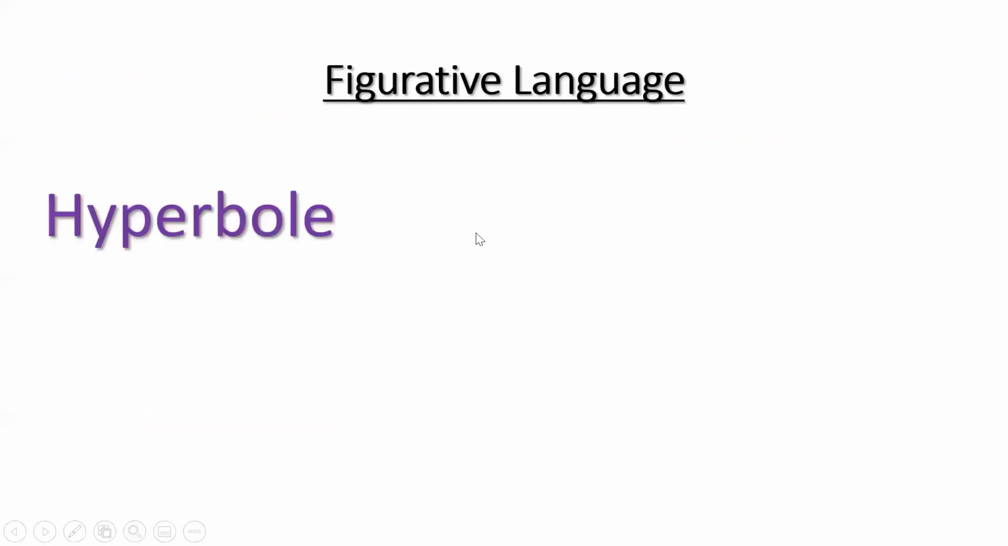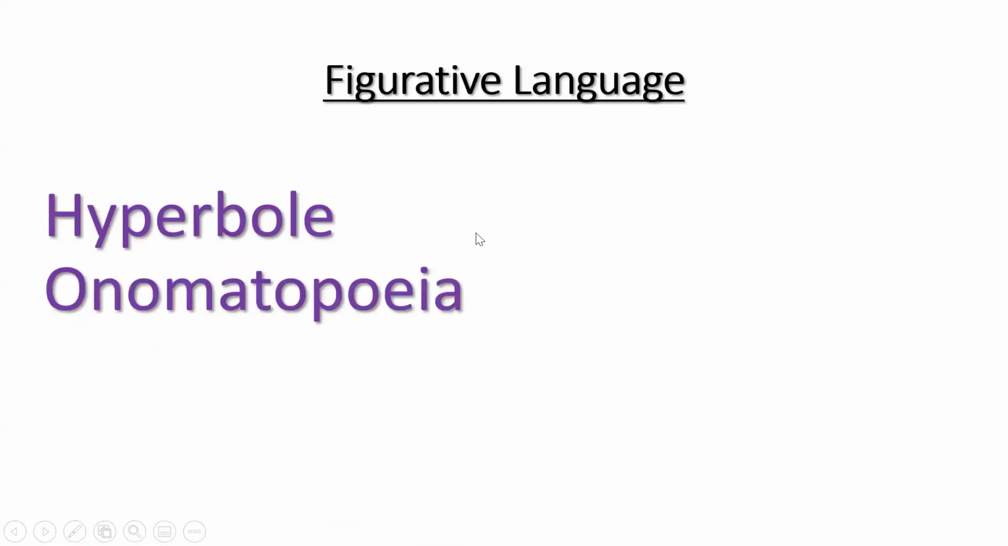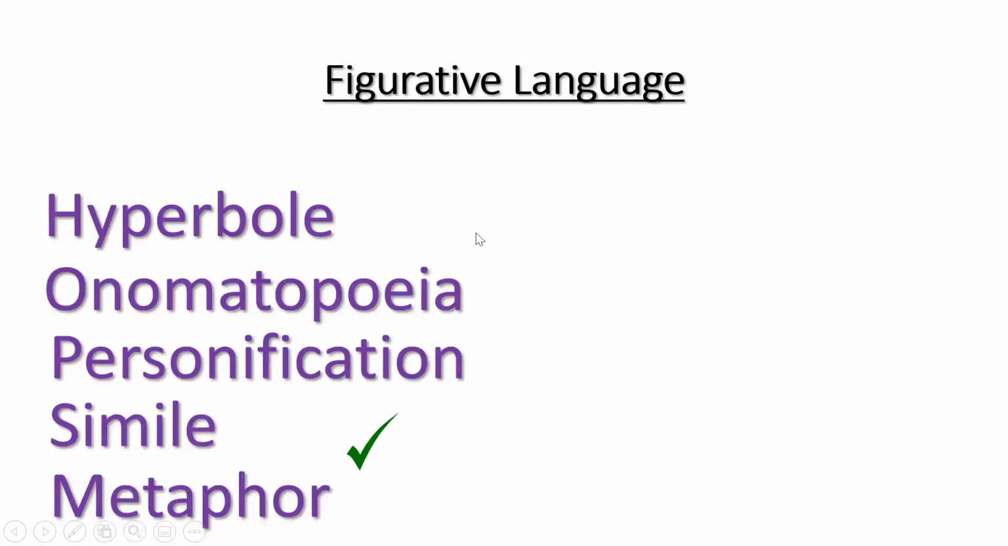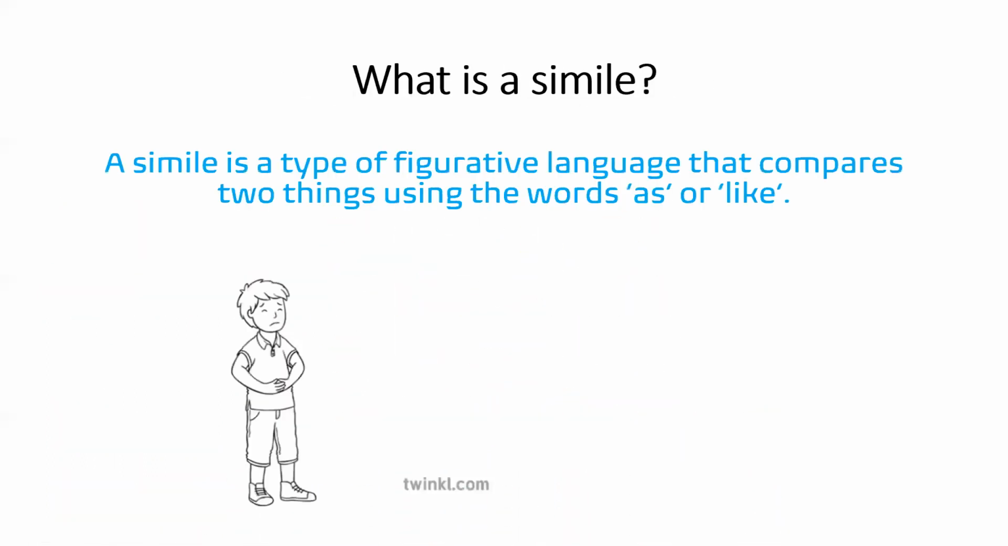Okay, figurative language. So we've done hyperbole, we've done onomatopoeia, we've done personification, but we haven't done simile and metaphor. So let's quickly talk through simile and metaphor. Okay, what is a simile? A simile is a type of figurative language that compares two things using the words as or like.